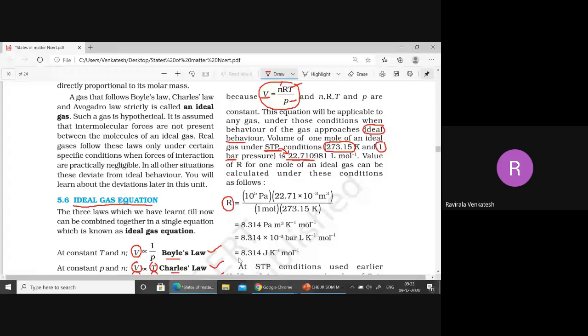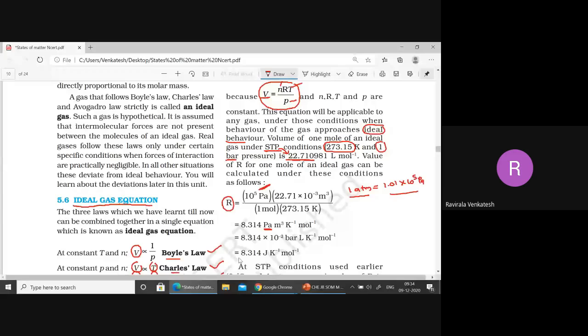Yesterday I told you 1 atmosphere is almost equal to 1 bar pressure, that is always equal to 10 to the power of 5 pascals. So I have taken pressure in terms of Pascal. Why? Because 1 atm is equal to 1.01 into 10 to the power of 5 Pascals. Instead of 1 atmosphere, you can take 10 to the power of 5 Pascal.